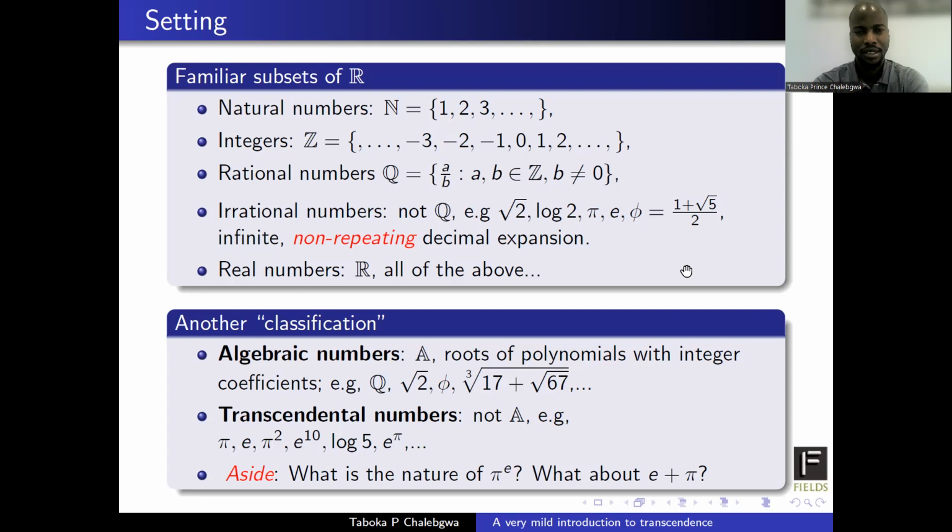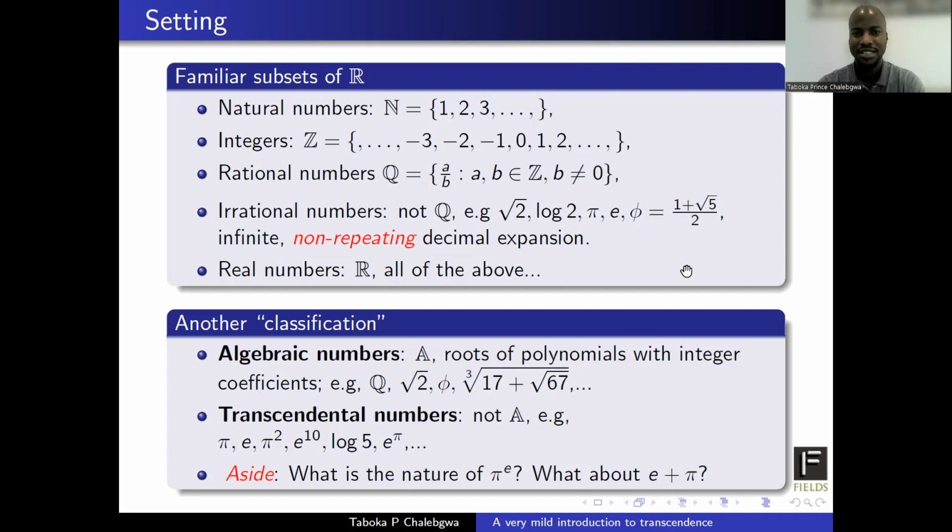But we also have another classification, another perspective from which we can view the set of real numbers. And this classification is the one that will usher in the subject of today's talk, being transcendental number theory, or an introduction to transcendental number theory. Now, how do we go about this? Well, instead of defining, say, rational and irrational numbers, we have a classification that is typically considered in algebra or number theory in general. We start off by defining the so-called algebraic numbers.